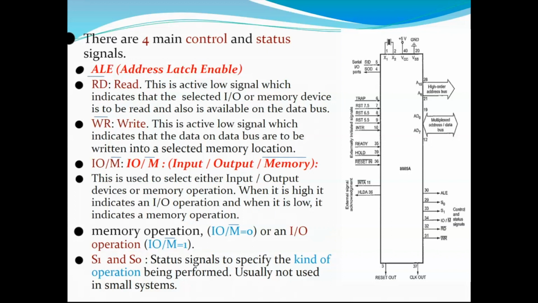WR bar is an active low signal, which indicates that the data on the data bus is to be written into a selected memory location. IO/M bar distinguishes IO operation and memory operation. IO/M bar is 0 for memory operation and 1 for IO operation. S0 and S1 are the status signals to specify the kind of operation being performed.